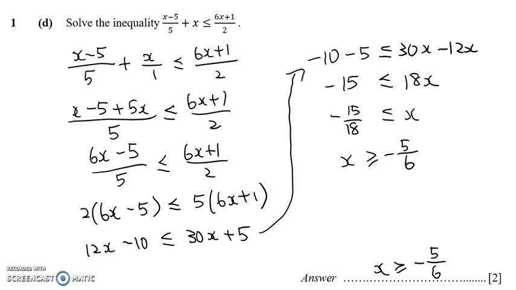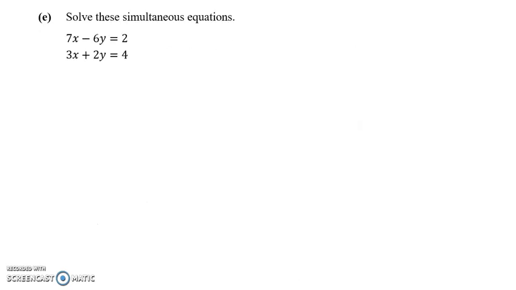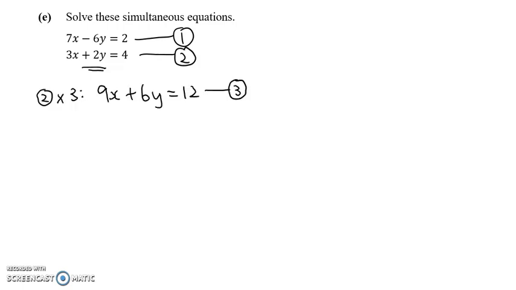We will now go on to part E. Part E requires us to solve the simultaneous equations. For this pair of simultaneous equations, it might be easier and more direct to change the coefficient of y to 6y. So once I have 6y and I have a negative 6y, I will then add these two equations together to get rid of y totally.